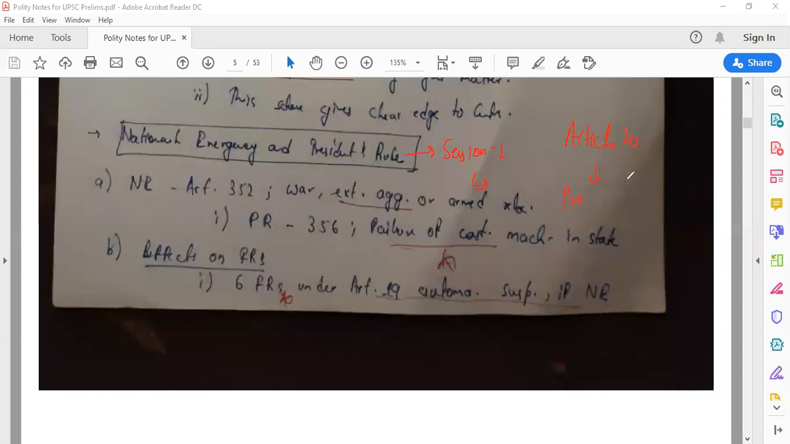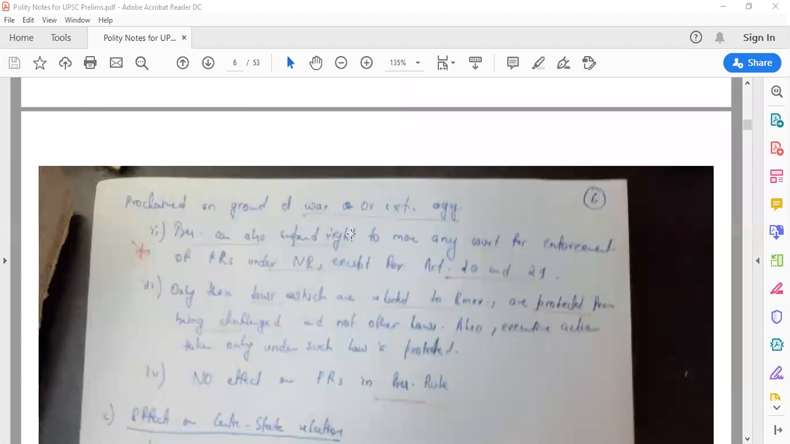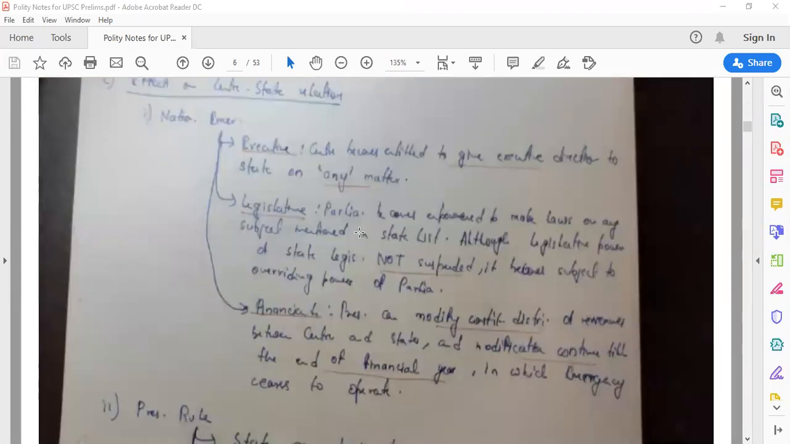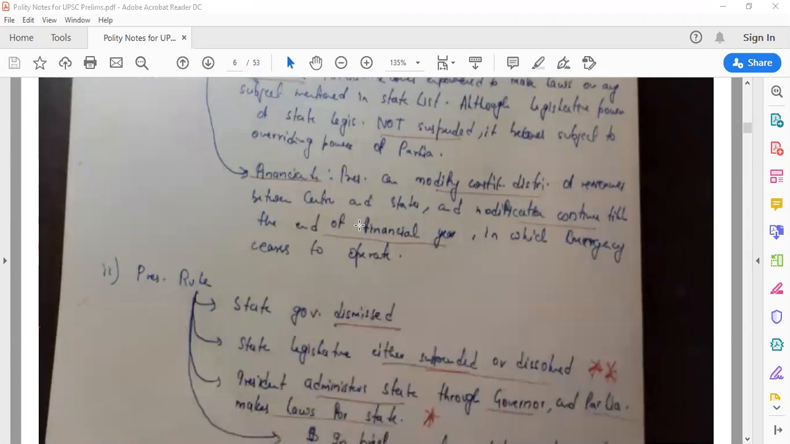There's also talk of double jeopardy, in that you cannot be convicted for the same crime more than once, but there are again exceptions here. So all these things Article 20 talks about, and we have already discussed this in session 2. So go through session 2 and you will see. National emergency and precedent rules are important because they're a little tricky. If you do the parallel study, it becomes easier. Otherwise, if you're reading it in silos, it's a little tricky.